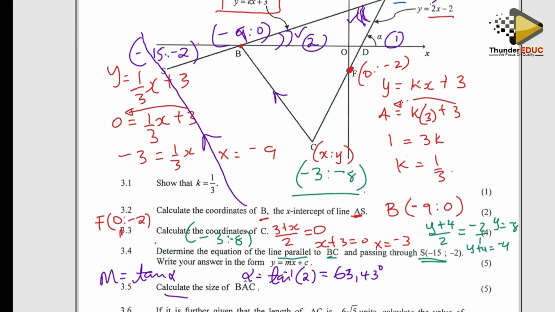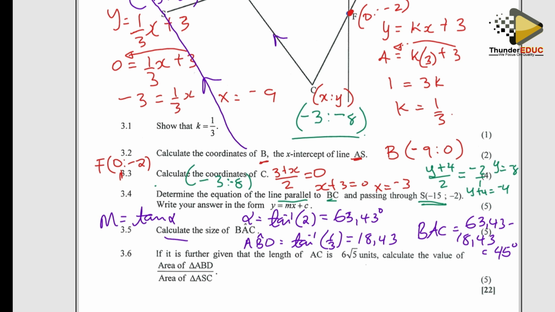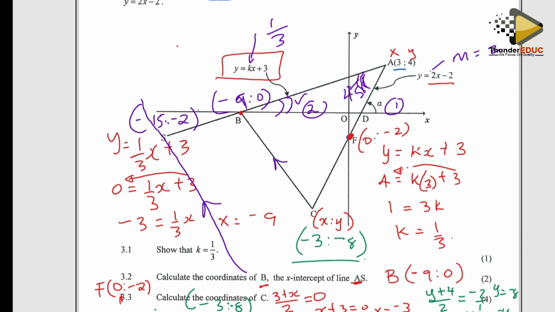So ABO is going to be the shift tan of 1 over 3, and that is giving me 18.43. And then for me to get my BAC, it's going to be 63.43 minus 18.43. I'm getting 45 degrees. Okay, so which means this is a 45, a super 45.